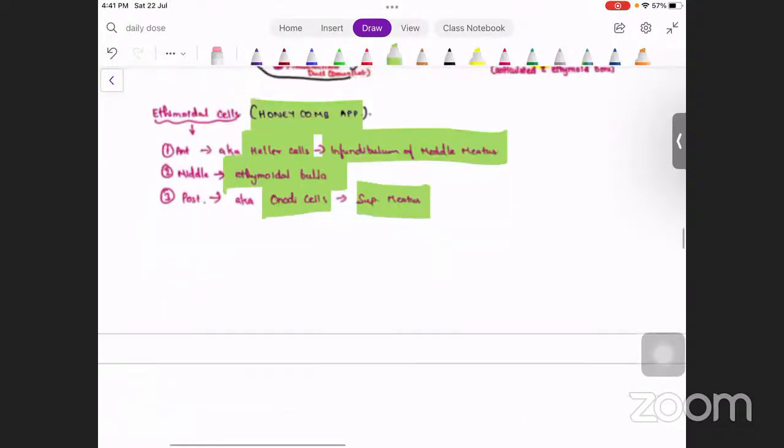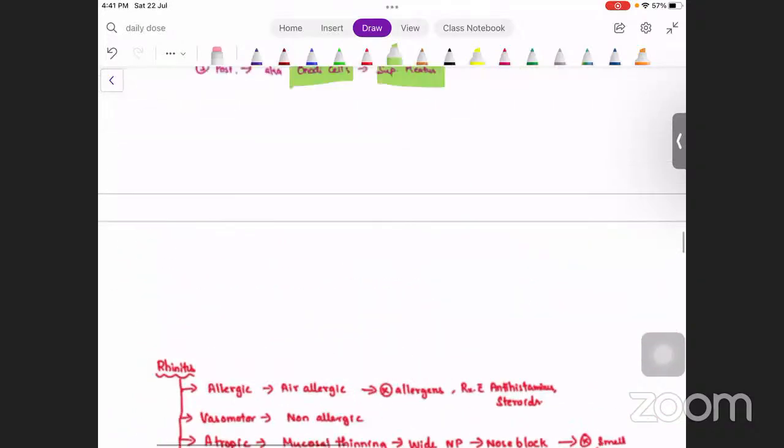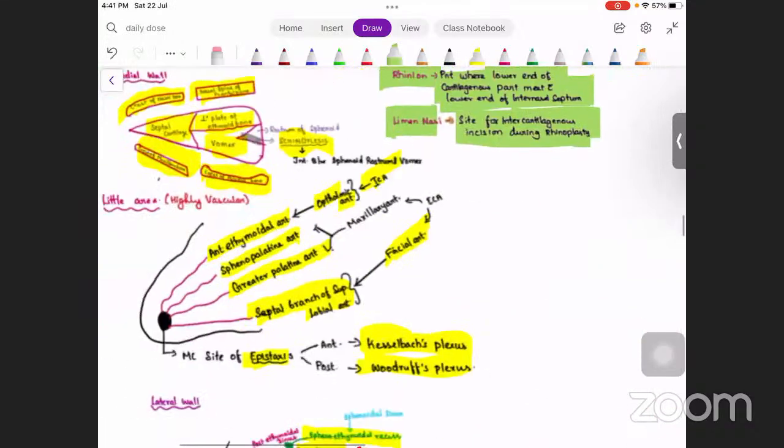So these are the important things regarding your anatomy of the nose, people. So what are the arteries which form the little area? Anterior ethmoidal, sphenopalatine, greater palatine, septal branch of your superior labial artery.